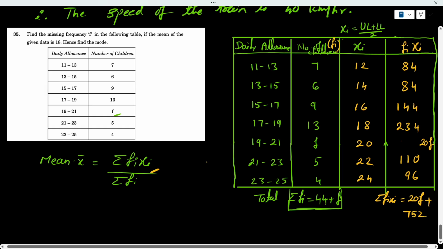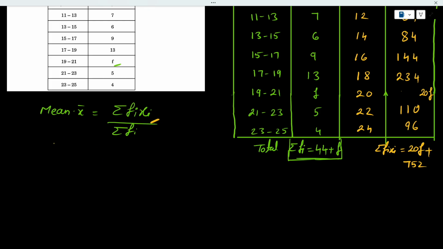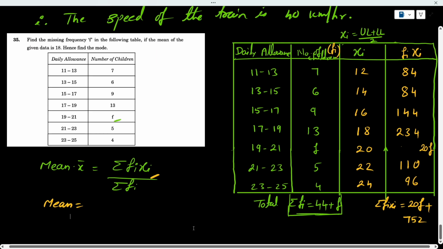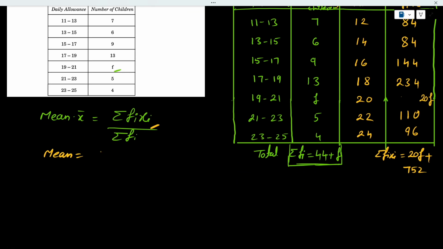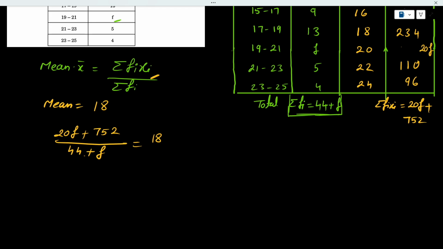Whenever any frequency is missing, you will always follow the direct method in mean. So what is given here? Mean is given in the question as 18, right? So here 18 is the mean. So what can I write down? Sigma fi xi by sigma fi: 20f plus 752 by 44 plus f is equal to 18, right? This is your equation, and when you solve this equation for f, you will get the frequency.